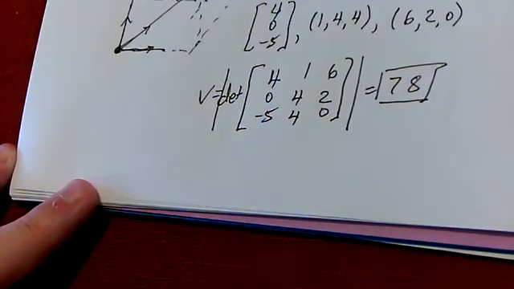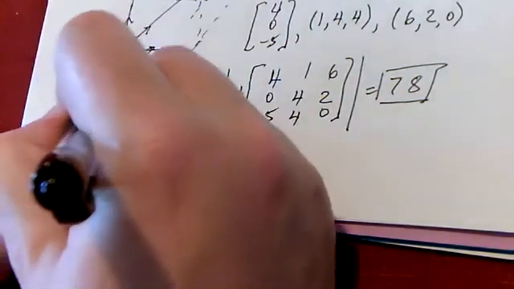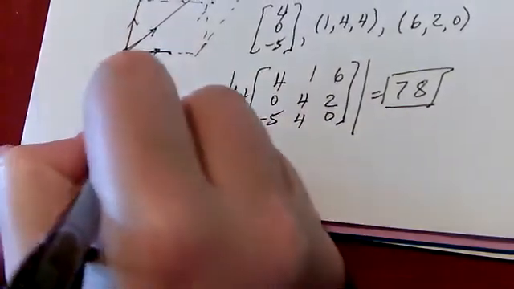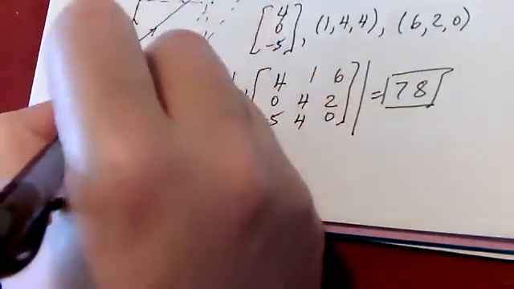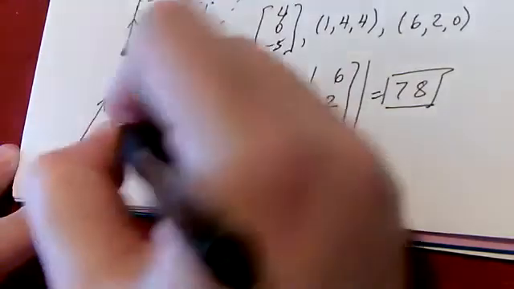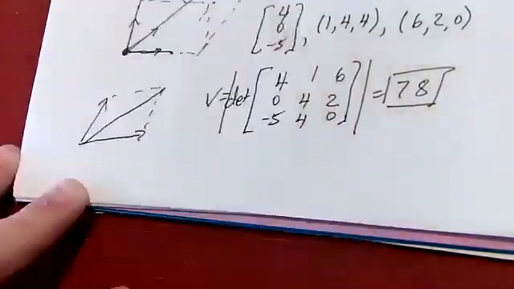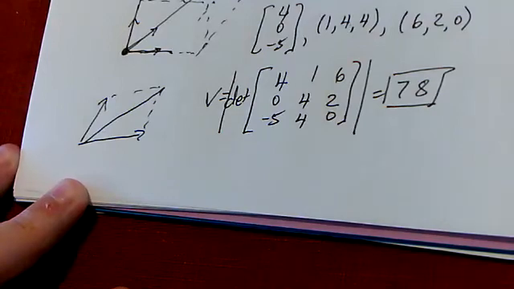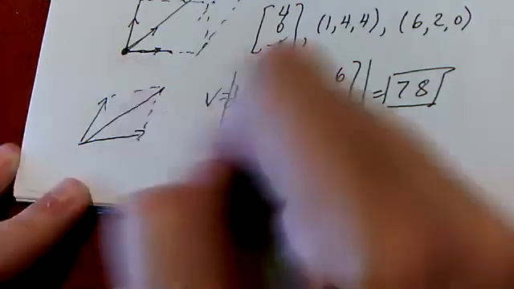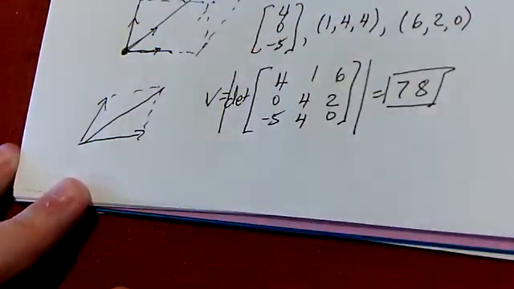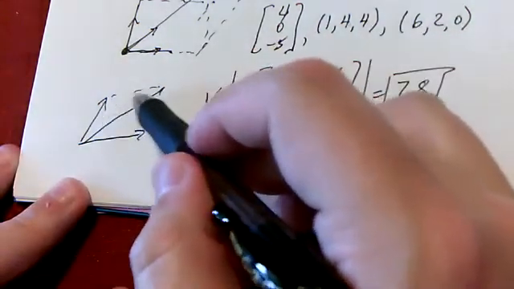Now, the other idea we want to notice here is that if I create my parallelogram here, and I cut this parallelogram in half, now I have a triangle. This triangle is exactly half of the original parallelogram. So what you can do is take the determinant and divide it by 2 to get the area of the triangle.